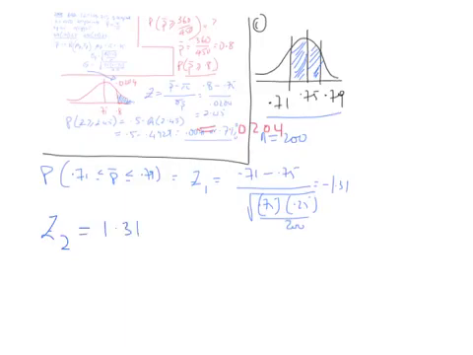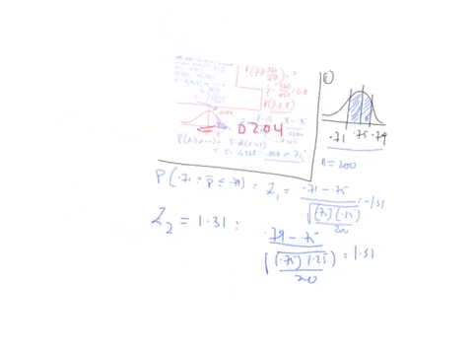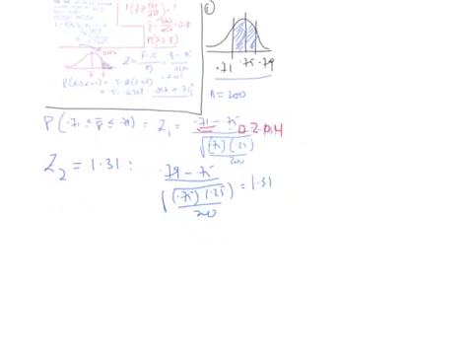I hope that you appreciate that. All I would have to do is go 0.79 minus 0.75 divided by the square root of 0.75 times 0.25 over 200, and we compute that, it will be 1.31. It's the same thing. The distance is the same. So now, last but not least, I want to find the area associated with 1.31.